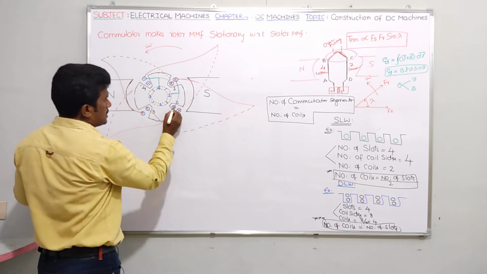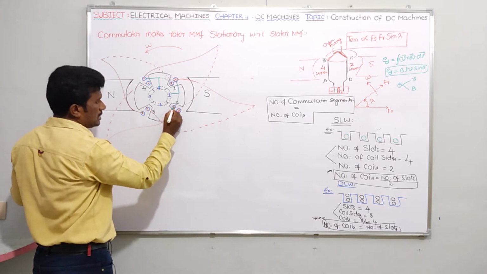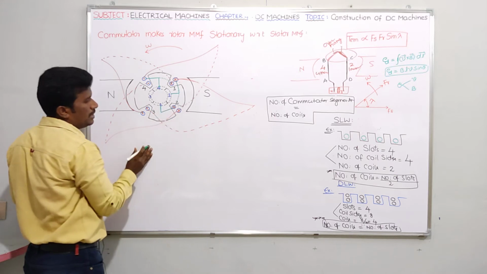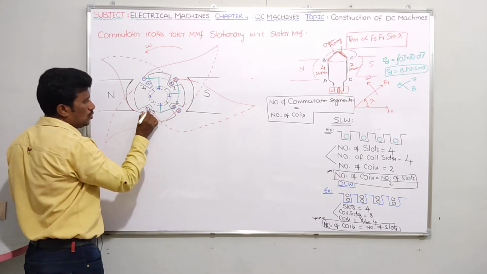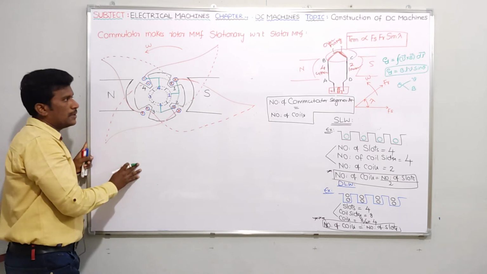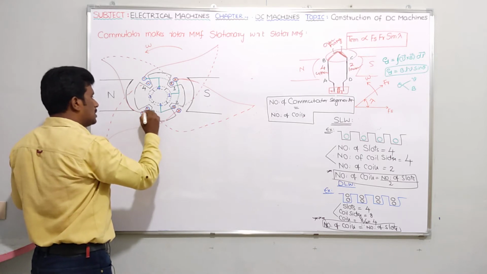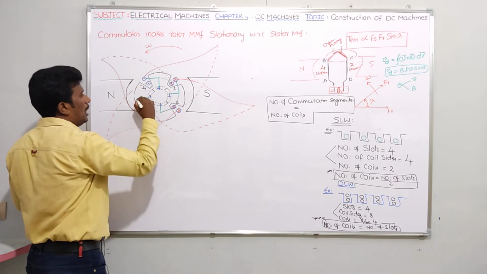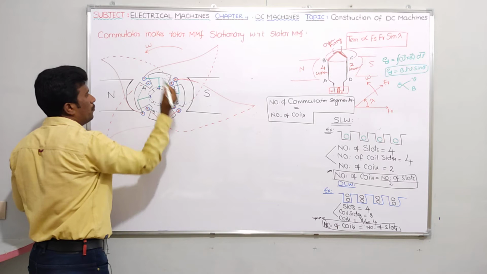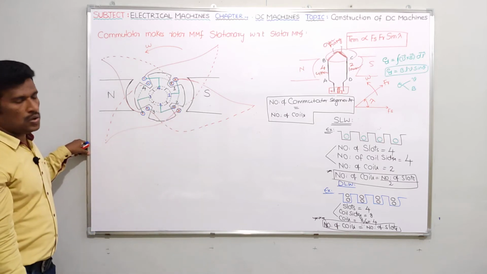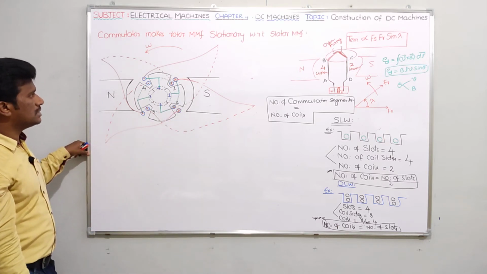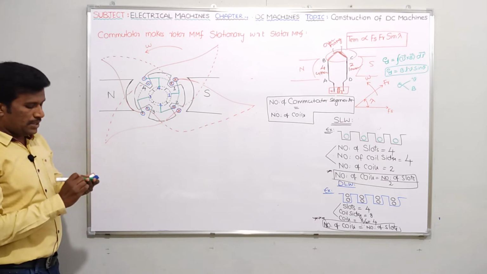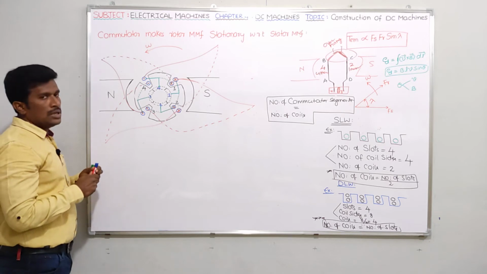Next, the second slot upper conductor is connected to the second commutator segment, and it is extended to the third slot lower conductor. Next, the third slot upper conductor is connected to the third commutator segment, and it is extended to the fourth slot lower conductor. Is it clear guys? Completed. Now let me ask a simple question here, please try to be very careful guys.